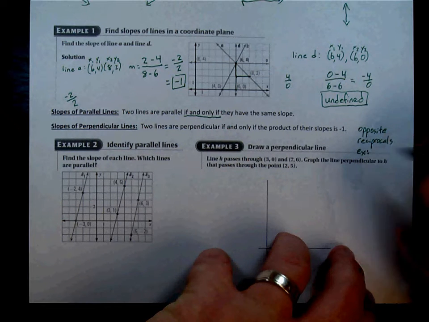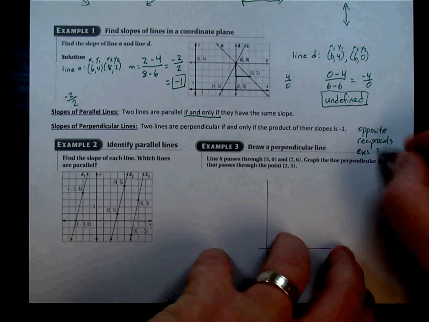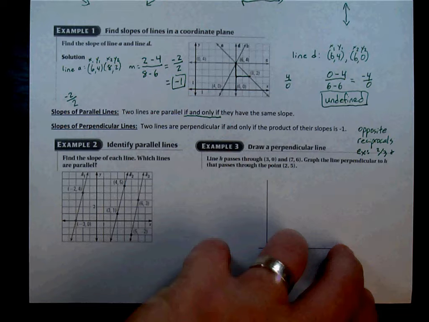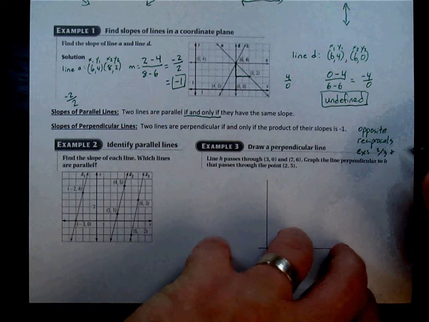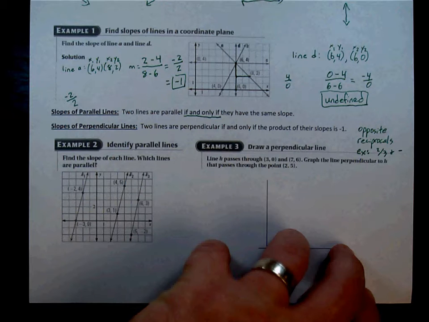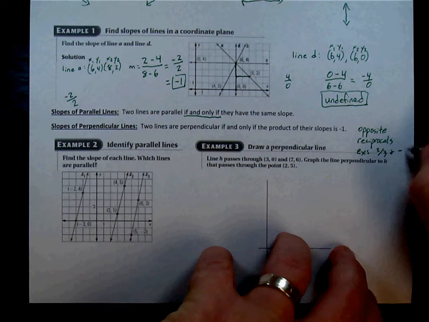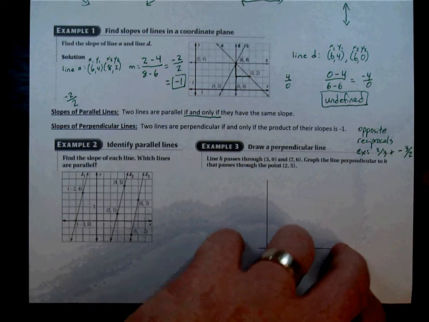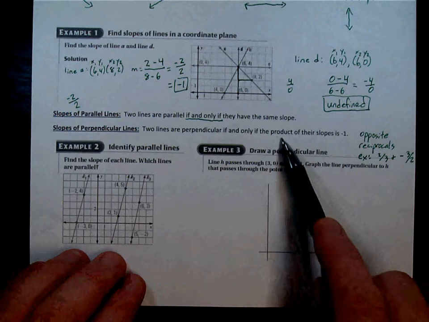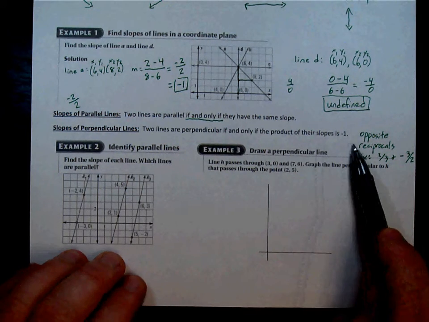For example, if I had 2/3, its opposite reciprocal. When I say opposite, I mean the opposite sign. So 2/3 is positive, so the opposite would be negative. And the reciprocal of 2/3 is when you flip the numerator with the denominator, so 3 over 2. So 2/3 and -3 over 2, those are opposite reciprocals. Those are examples of slopes of lines that are perpendicular. I prefer to think of opposite reciprocals rather than thinking of the product of the slopes being -1.